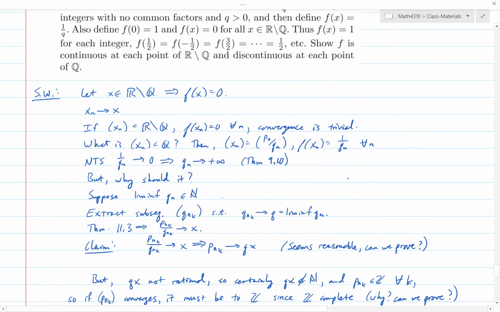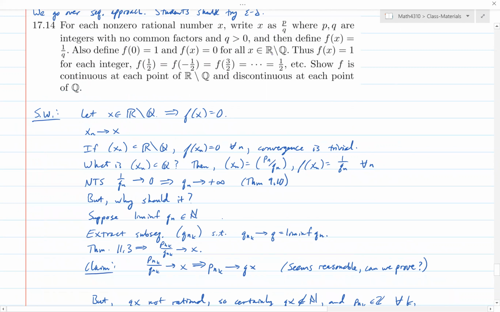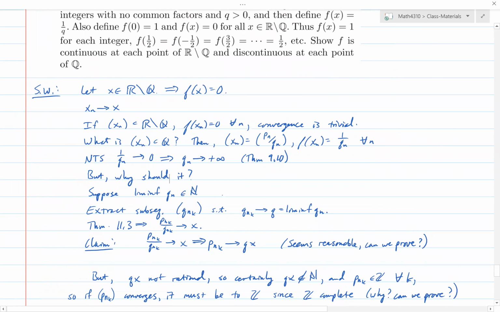And so then, if I'm going to show continuity, because that's what I'm tasked with showing, at these points that are irrational, then I need to show, that's what this NTS means, that 1 over qn goes to 0. And since we said that the way we write these q's is that they're all greater than 0, that means by theorem 910, you can go look it up, that the qn terms actually have to be going to positive infinity. So you go through that line of logic and say, all right, that's what I actually need to prove continuity: that qn goes to positive infinity.